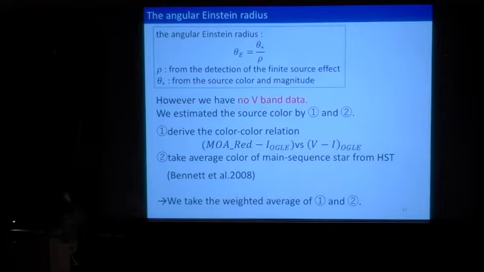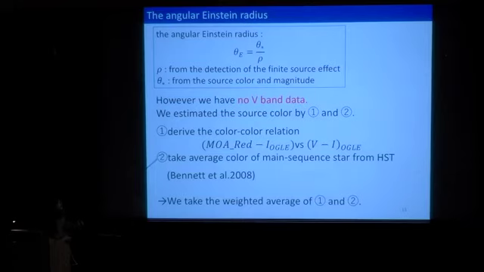And since we could detect the finite source effect, we can constrain the lens property by using the angular Einstein radius. This parameter is expressed in the following equation, and we can get the rho value from the detection of the finite source effect. In order to estimate theta star, the angular source radius, we have to know the source color and the magnitude. However, we have no V-band data. We have only the MOA band and the OGLE I band.